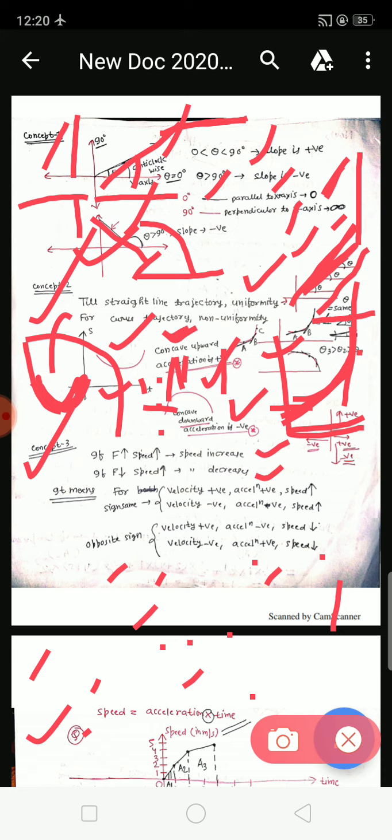For example, I told you, we are riding a bicycle, and if you stop pedaling the bicycle, then slowly the speed will keep decreasing. Why does it decrease? Because there is a force of friction which is acting opposite to the direction of motion, which will tend to decrease its speed. It means that if the direction of force and the direction of velocity or speed are the same, the speed will keep on increasing.